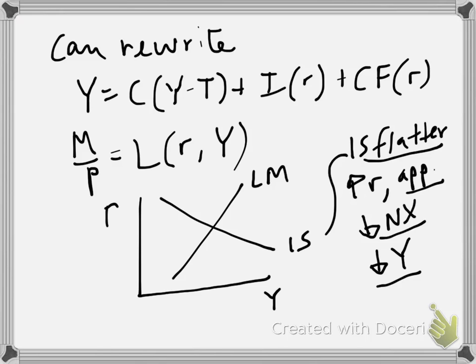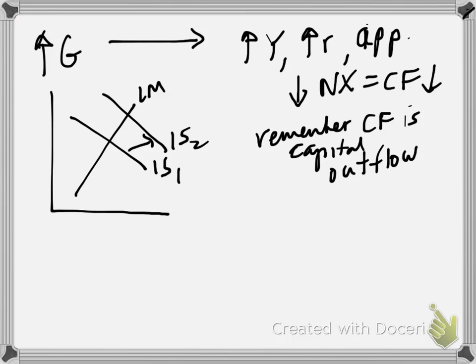We have an equilibrium interest rate and an equilibrium level of GDP, and then we take that equilibrium interest rate, plug it into the capital flow, and that tells us what the exchange rate has to be. That's the equilibrium exchange rate. So that's all we do in this model. So it's a pretty simple extension.